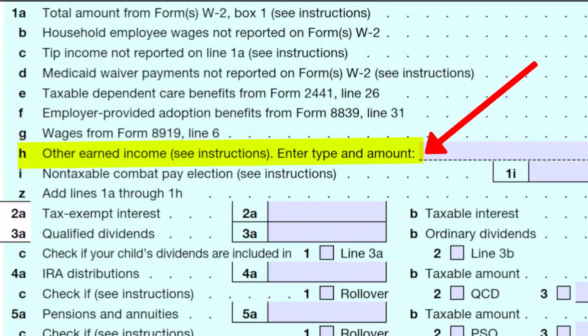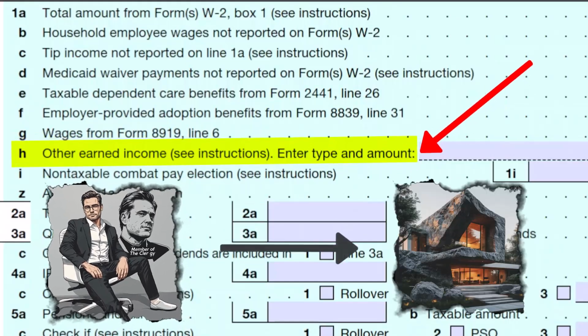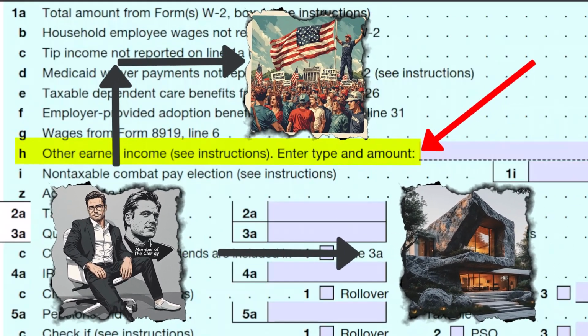Consider Line 1H, which acts as a catch-all for various types of compensation that do not fit into the standard wage categories. This is where you report earnings that are still considered earned income but were not issued on a traditional W-2 form. For example, if you are a member of the clergy and receive a housing allowance, or if you receive strike benefits from a union, those amounts are entered here.